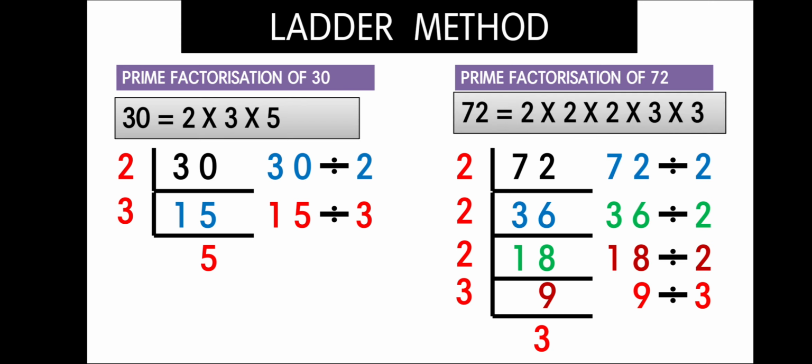So 72 can be written as 2 into 2 into 2 into 3 into 3. We can check our answers again. So 2 2s are 4, 4 2s are 8, 8 3s are 24, and 24 3s are 72. That means when we multiply the prime factors again, we'll get 72. Let's see the tree method now.